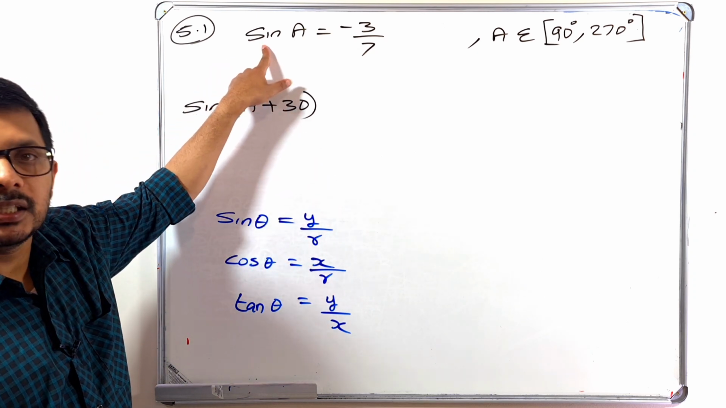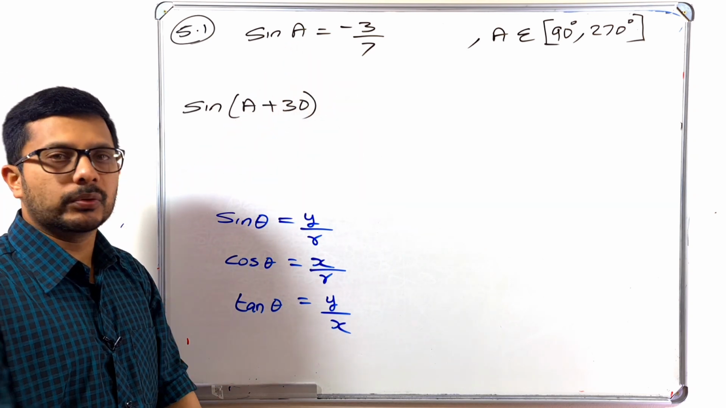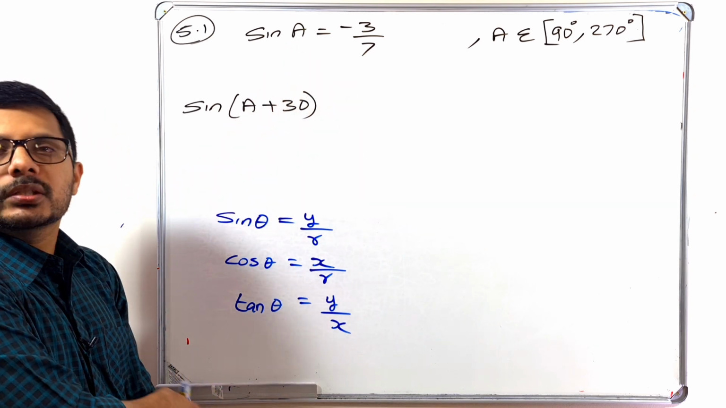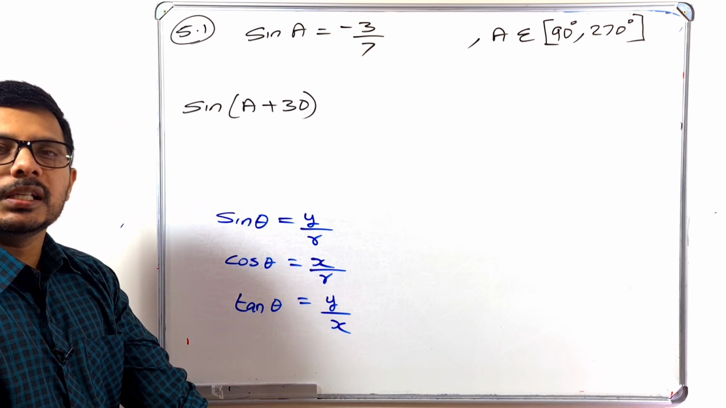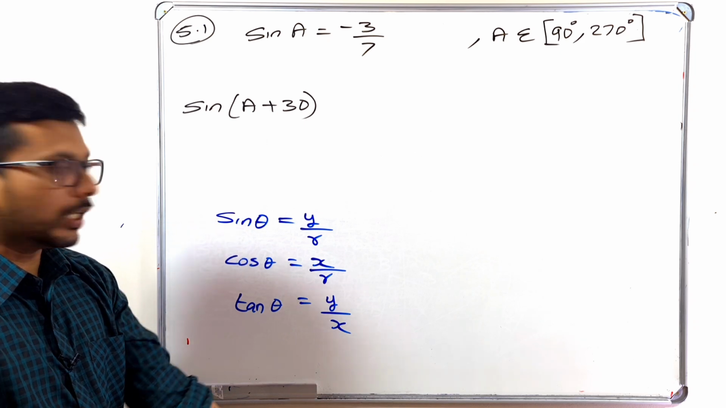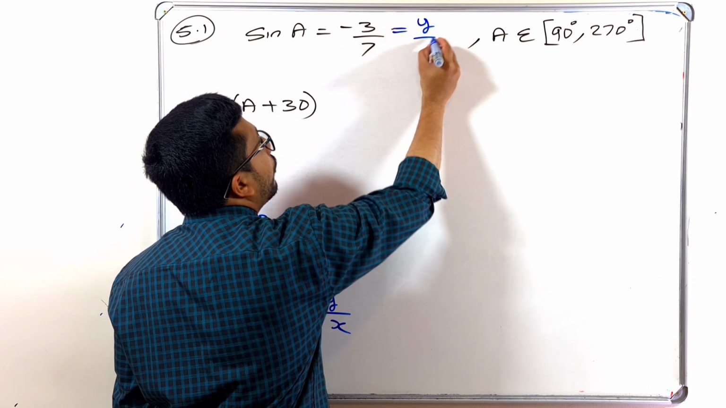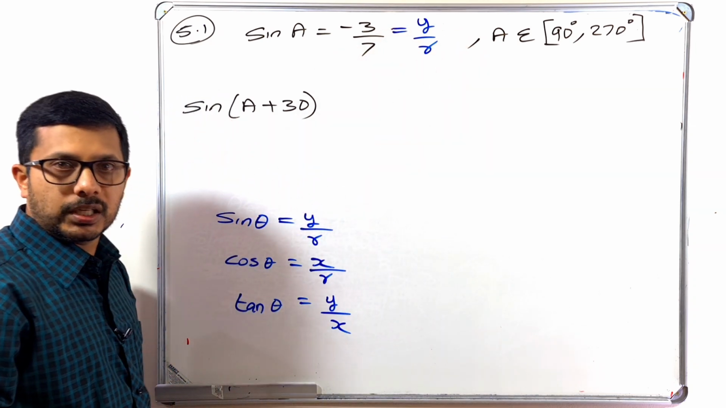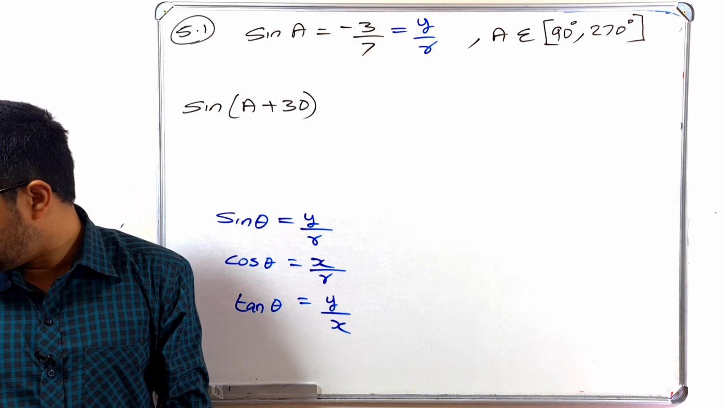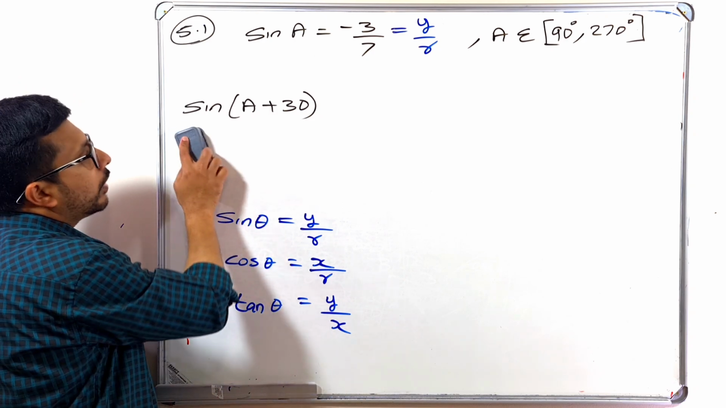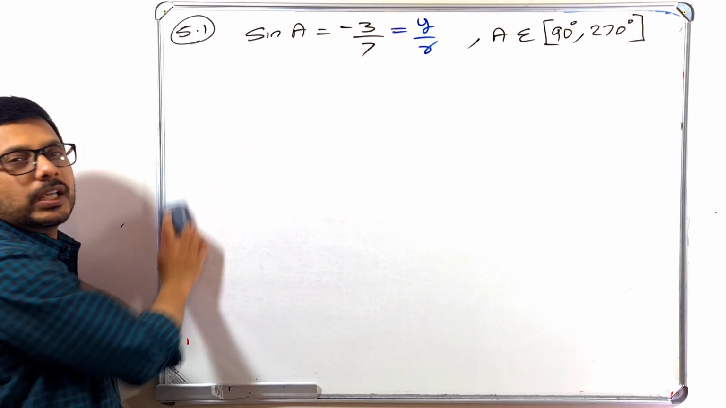Here it is not theta, it is sine a. Instead of theta here it is a. That's the only difference, otherwise it's an angle. So sine a is equal to minus 3 over 7. By the definition of sine theta in terms of x, y and r, it is y over r. Don't forget that we have to find the answer of sine of a plus 30 without using a calculator. Before we start, we have to know the values of x, y and r.